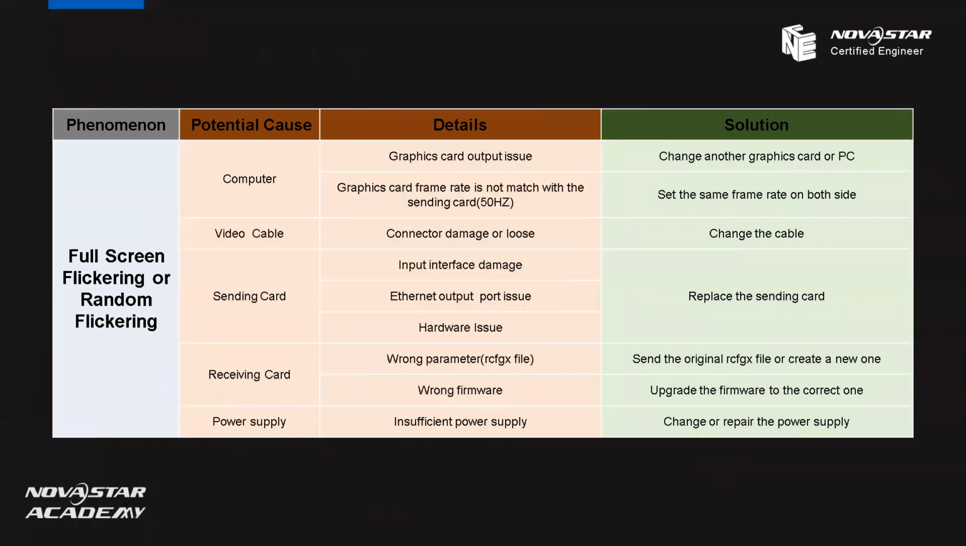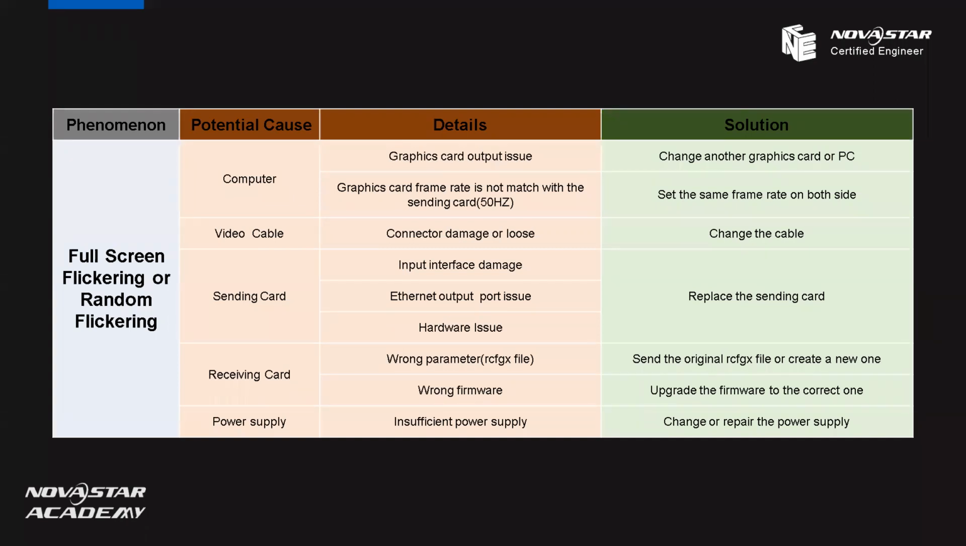Same, I worked out a table for you to make sure you can understand all of the troubleshooting steps clearly. So for the full screen flickering or randomly flickering, the first potential cause is the computer. We need to go check the graphic card output issue. If there is some issue on the graphic card output, we just change another graphic card or change a different PC. The second is the graphic card frame rate not matching the sending card. We need to change the frame rate on both sides to make sure they are matched together.